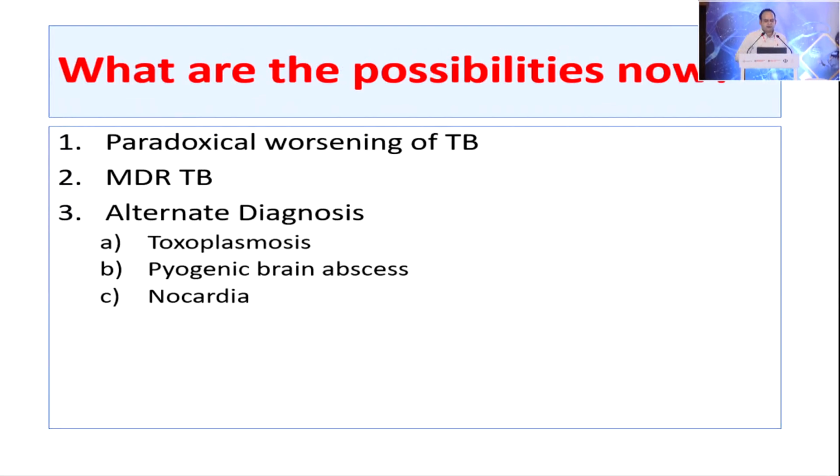So, what are the possibilities now? Would anyone from the audience like to give some opinion on this? Dr. Deshwal, I always teach my students that any ring enhancing lesion in an HIV patient is toxoplasmosis unless proved otherwise. It is very important that you keep this in mind, especially in the retroviral positive patient. Don't say that it is all tuberculosis. You have to keep toxoplasmosis in the differential diagnosis.